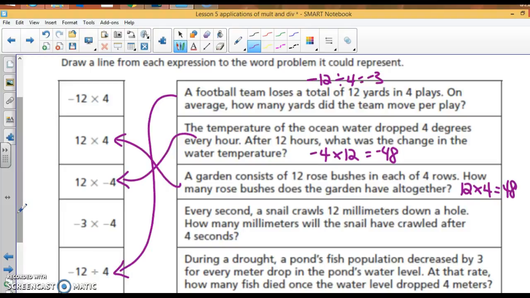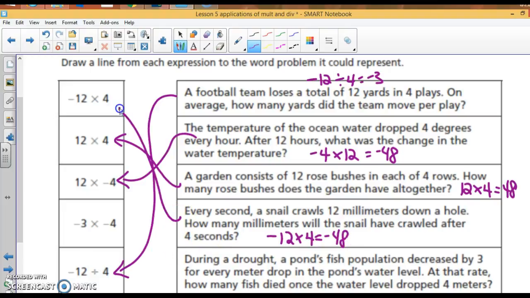Every second a snail crawls 12 millimeters down a hole. How many millimeters will a snail have crawled after 4 seconds? So if it's going 12 down, that's going to be a negative number. Every second for 4 seconds, it will have gone down 48 millimeters.